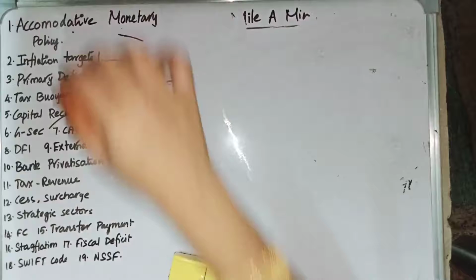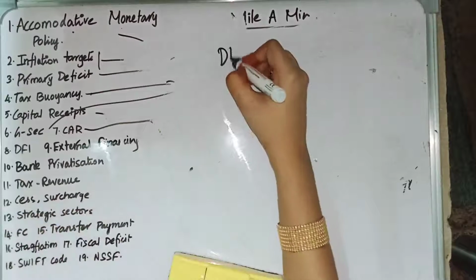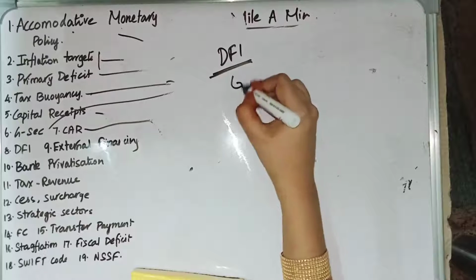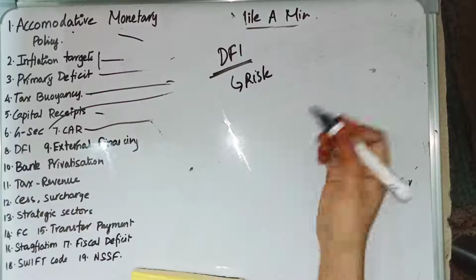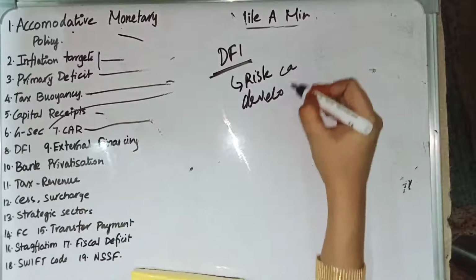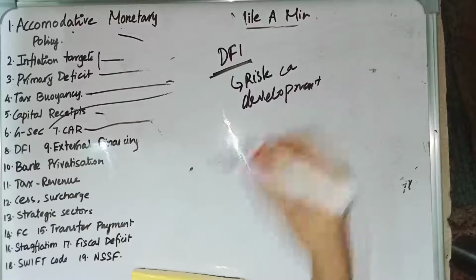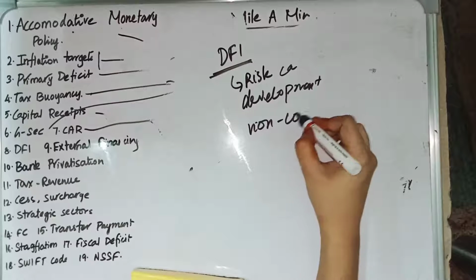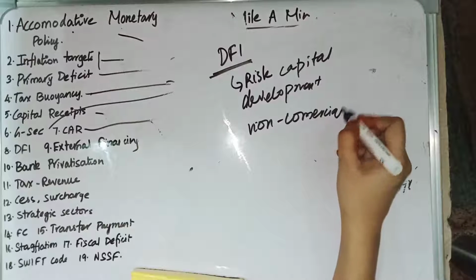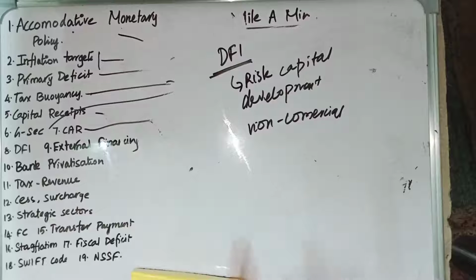Then we have DFI. DFI stands for Developmental Financial Institution. It is also called a Development Bank. It provides risk capital for economic development on a non-commercial basis.